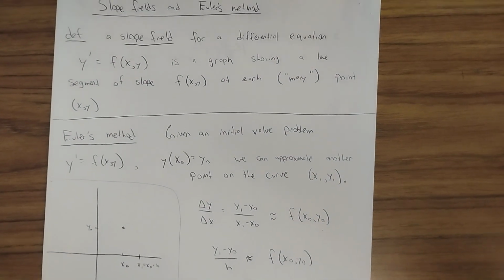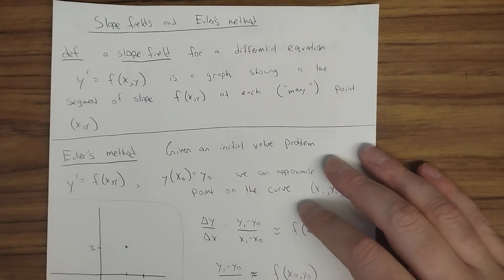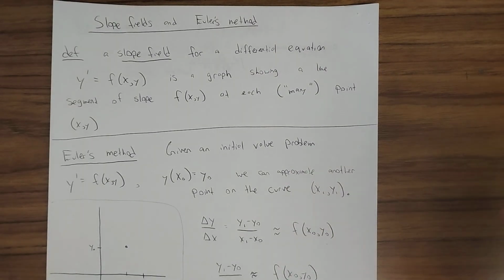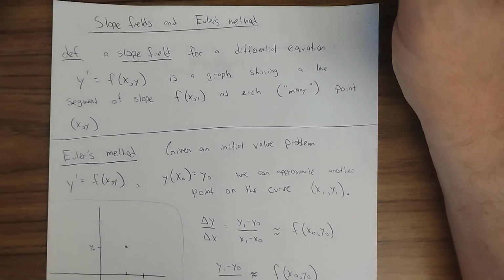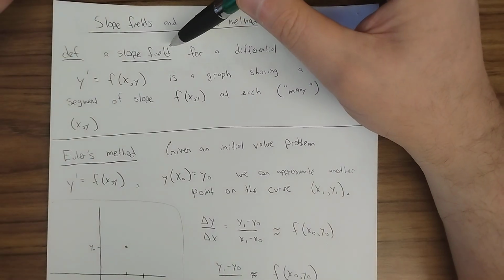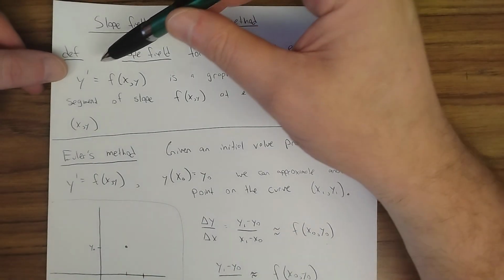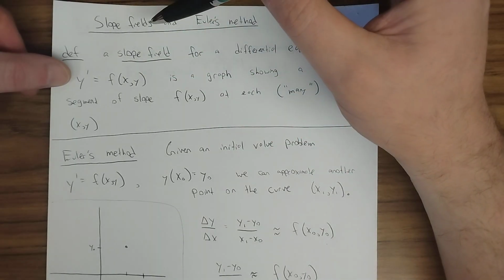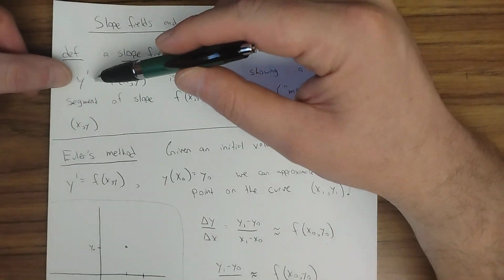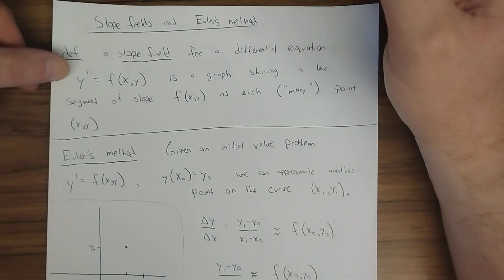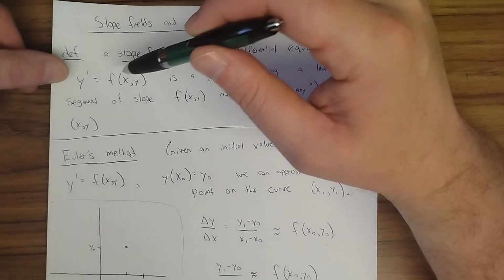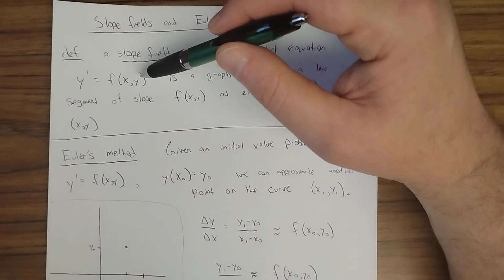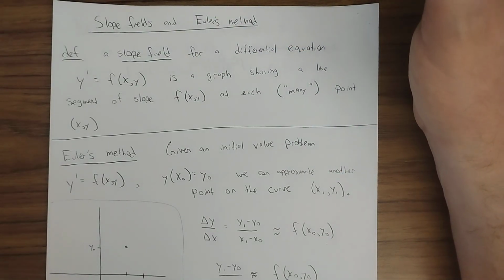Okay, let's talk about slope fields and Euler's method. So, a slope field for a differential equation, and this is a first order differential equation, so it only involves the first derivative, and the y prime is given as a function of possibly both x and y. So there's some formula involving both x and y, and that's our first derivative.